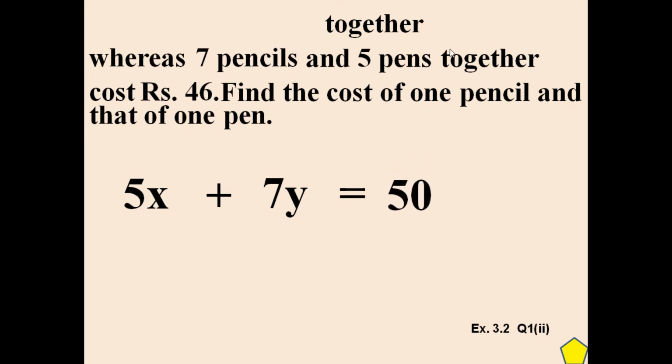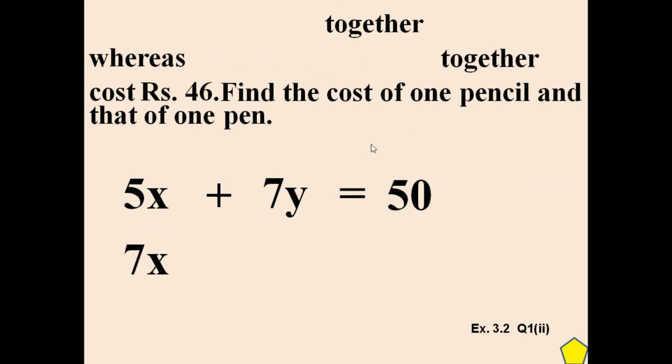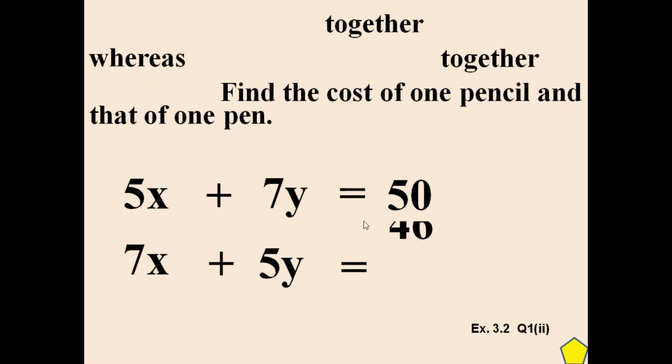The second situation is that if 7 pencils were bought, each pencil costing X rupees, it becomes 7X plus 5 pens, which means 5Y, and the together cost is 46. So again we have two equations here. We can solve them and get the value of the cost for one pencil and for one pen respectively as X and Y.